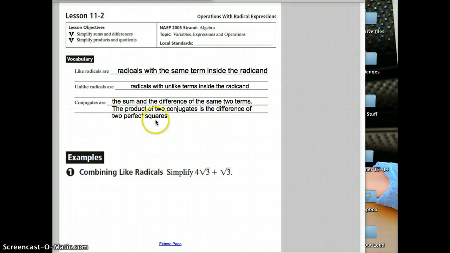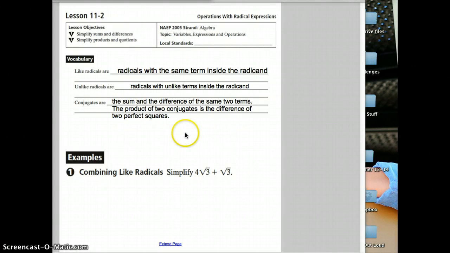Conjugates are the sum and difference of the same two terms. The product of two conjugates is the difference of two perfect squares, and we'll talk about that. These are like our special cases we ended up with when we were foiling, and we ended up with x squared minus y squared type things. So think about those. Those will be conjugates. X minus 3 times x plus 3 in parentheses would give us x squared minus 9, the difference of two perfect squares.